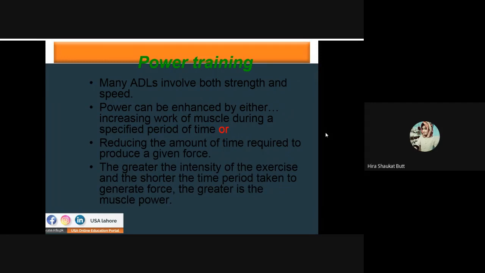So power can be enhanced by either increasing the work of the muscle during a specific period of time, or by reducing the amount of time required to produce a given force. Okay. So if you want to increase the power, then you can either increase the work, or you can decrease the time period required to produce a given force. Okay, in W by T, the power was equal to work per unit time. So either you can increase the work, or you can decrease the amount of time.